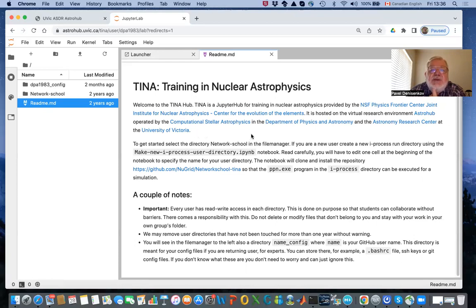So what it actually tells you, sorry, not what you can do with TINA. It explains how you can start using TINA. Okay, so it says that to start using TINA, you should go to network school and use the notebook make new iProcess user directory, this notebook. Okay, so this means you go to network school here.